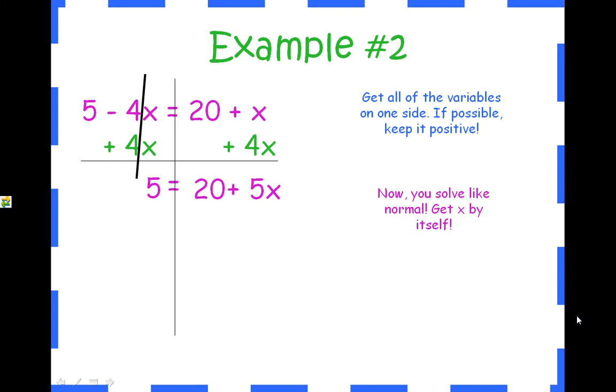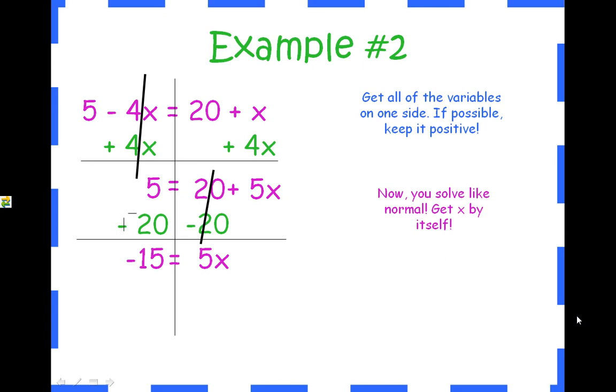Now we have a two-step equation, and we're going to solve it like normal. We're going to get x by itself, now that it's all on one side. Okay, so first thing we got to do is get rid of that 20. It's farther away. Let's get rid of it. It's a positive 20, so to get rid of it, we got to subtract it. What you do to one side, you do to the other. Opposites cancel out, leaving us with 5x is equal to, and 5 plus a negative 20 will give us a negative 15.